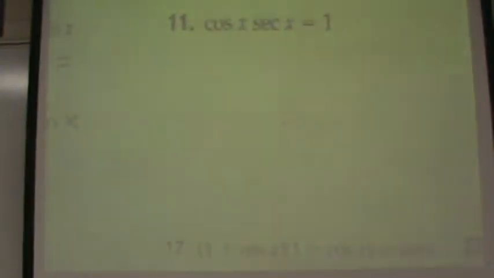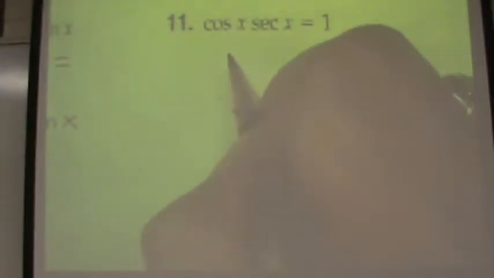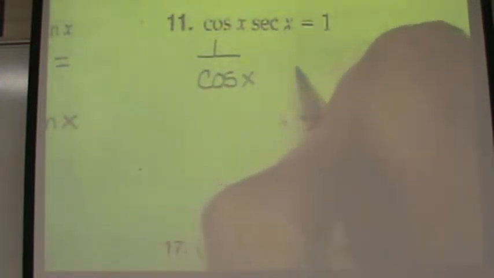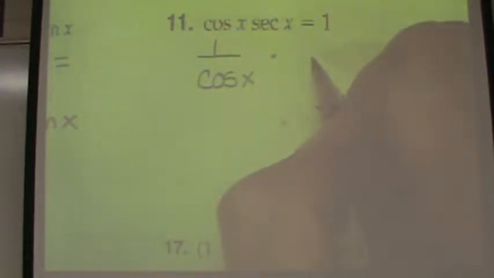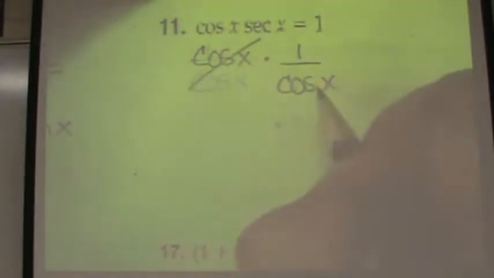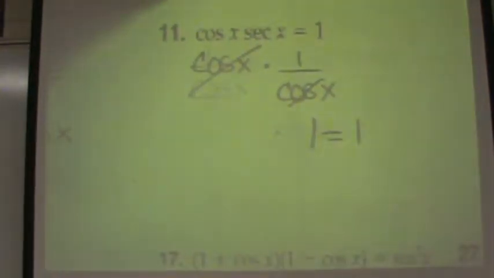Number 11. What do you do? Whoops, not 1 over. Second one. Yeah, I'm sorry. Cosine x times 1 over cosine x. What happens? They cancel. You get 1 equals 1. Next one, 13.